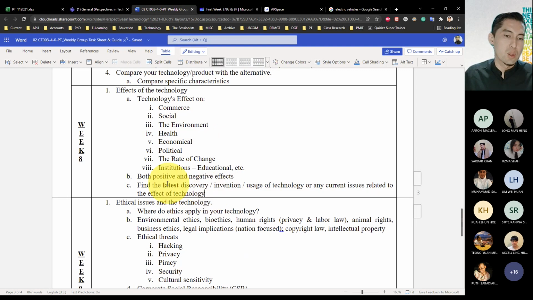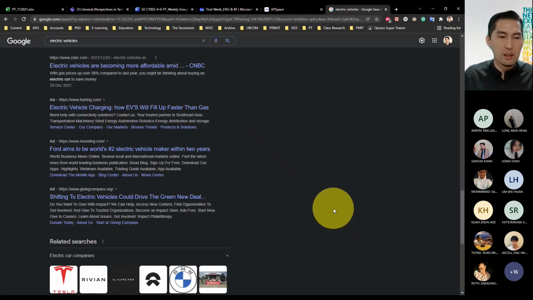So when you find something, you can screenshot it, or you can share a URL to it. Of course, those will become your references as well. But the whole idea is to find out what are the latest discoveries about your technology.